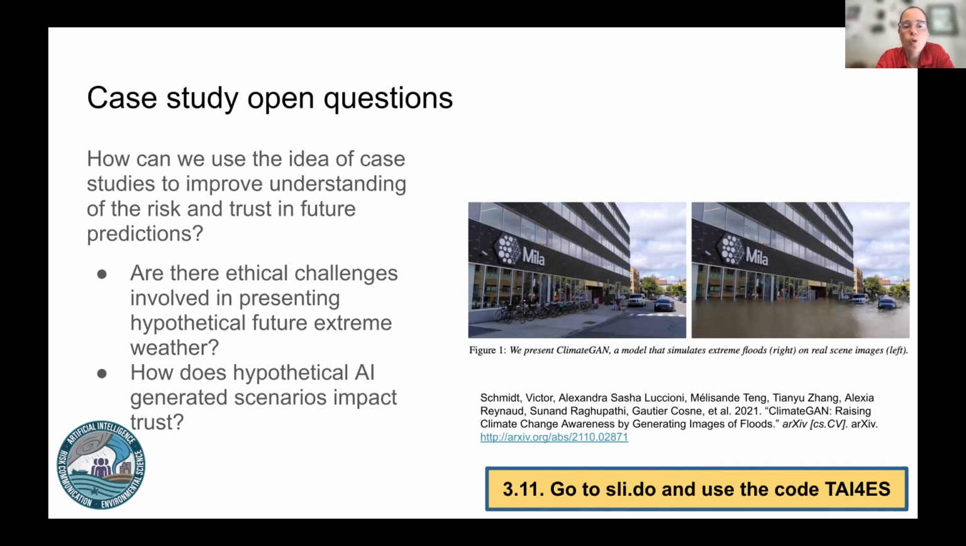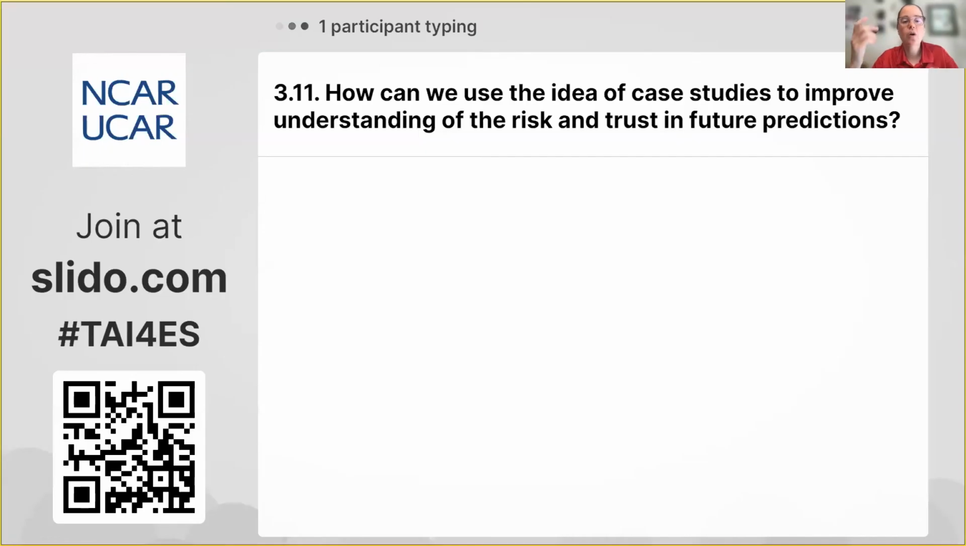So go ahead and open the poll, whoever's running the polls, and we'll hop over to there in a second. Are there ethical challenges involved in presenting these hypothetical things? Oh, I was going to keep reading the slides, but that's okay. There was one more question on the slide. I'll hop back over to it myself. How does the hypothetical AI generated scenarios impact trust was my remaining question. And we'll come back to there.